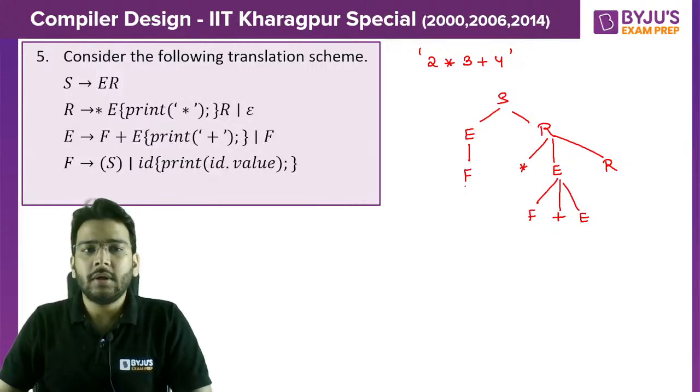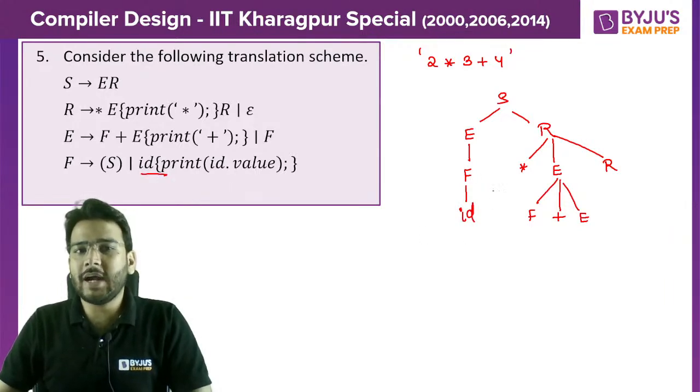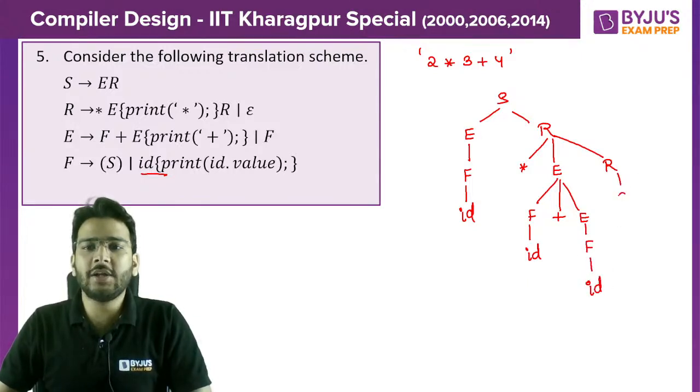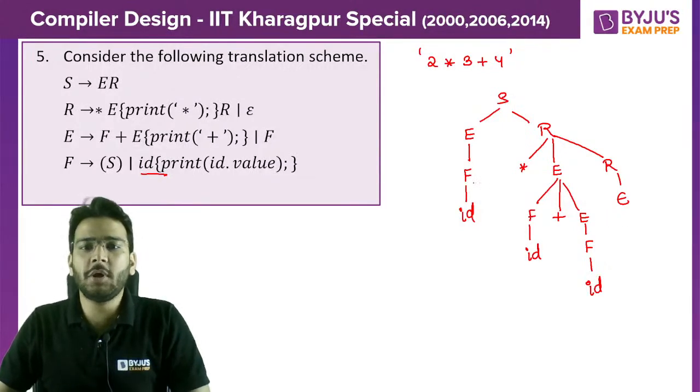Now from F, what do I get? Directly I can write the ID, and we are going to print it. That is the translation, but later on. And here it is your ID. Now from E I can get F, and then from F I can get ID again, and from R I can generate epsilon. So this is going to be your parse tree.